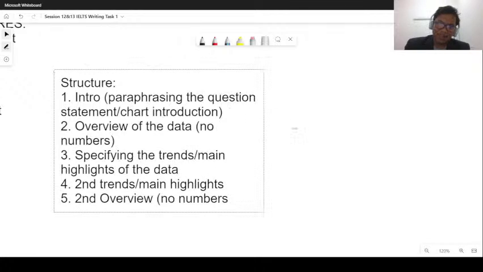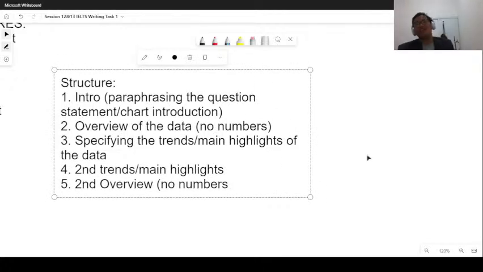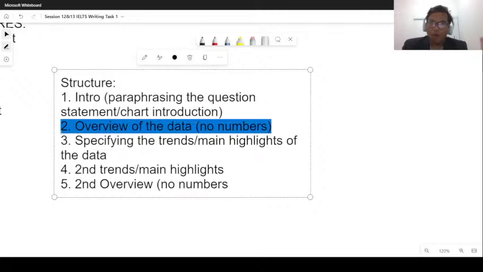Paraphrasing. So what does that mean? You cannot add anything new, anything outside of that question statement that you receive in the beginning of the question. Okay, and then the second paragraph must be an overview.